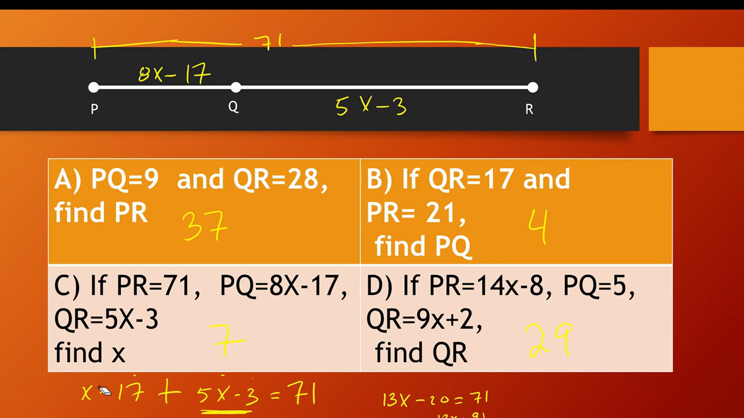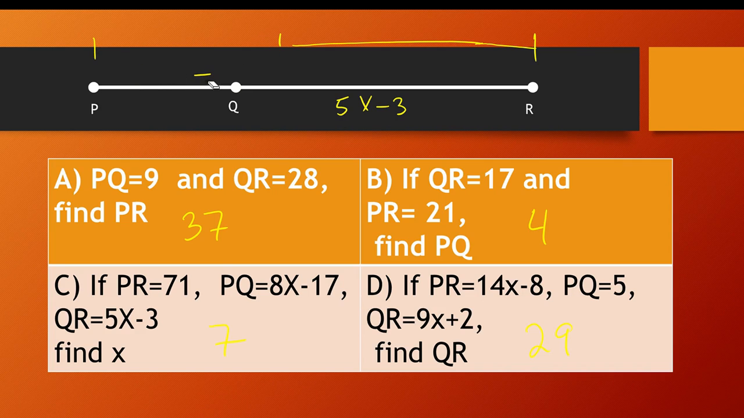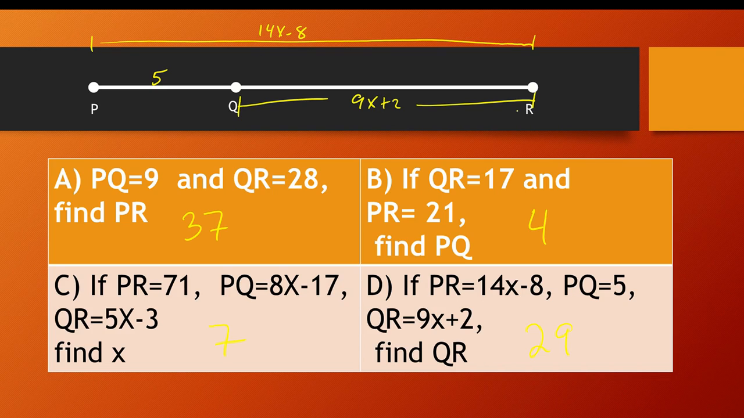Okay. Give me a minute to erase this. All right, so then the last one. It says if PR, so this entire thing, is 14x minus 8, PQ, this little one, is 5, and QR is 9x plus 2, then it's asking to find QR. So to find QR, we know QR in terms of x. So we have to figure out what x equals, so that once we know what x is, all I have to do is simply plug it in, right? So that's where we're at.